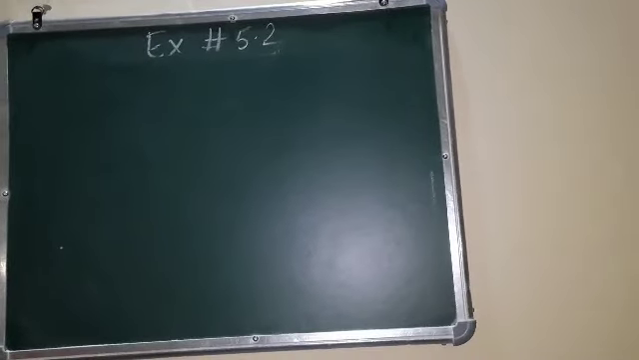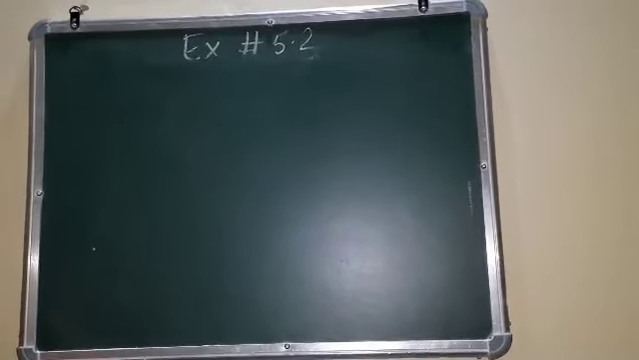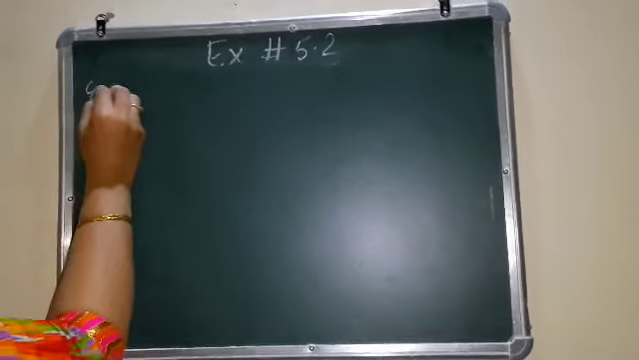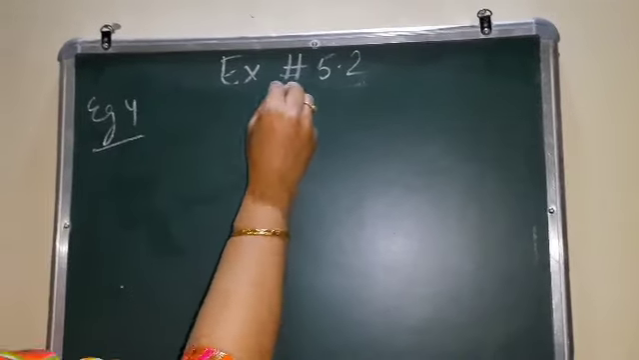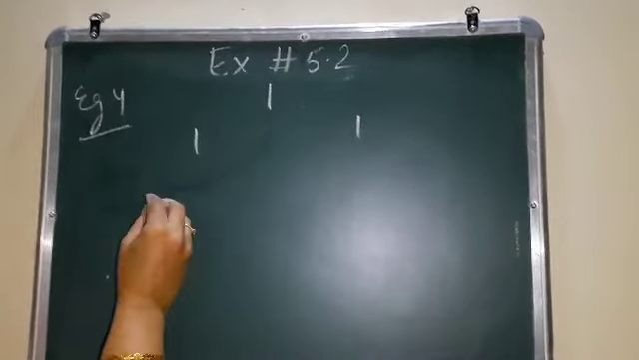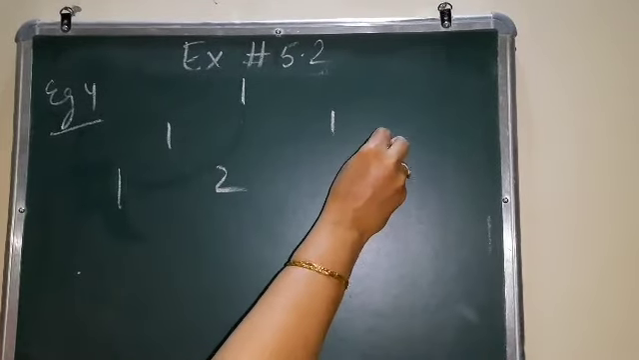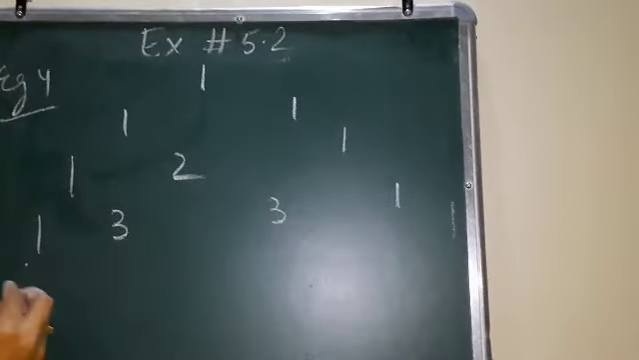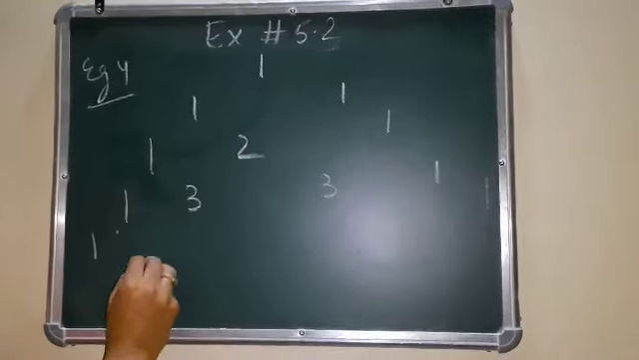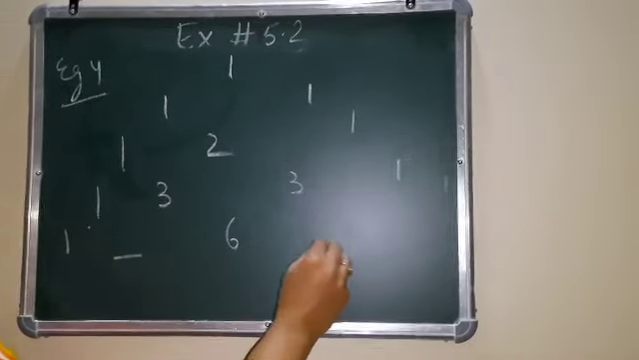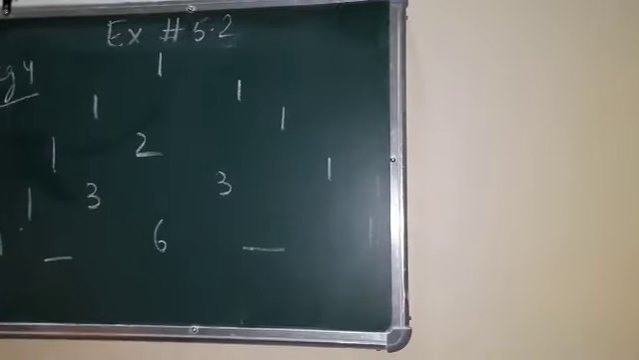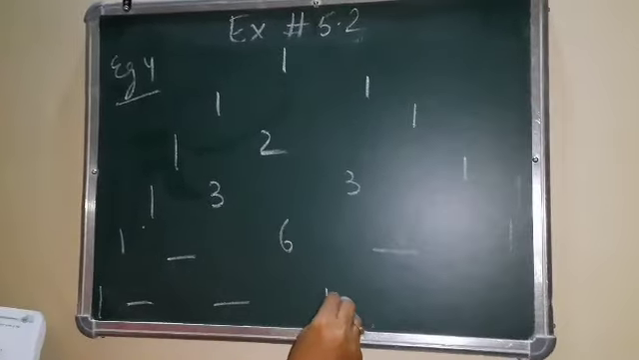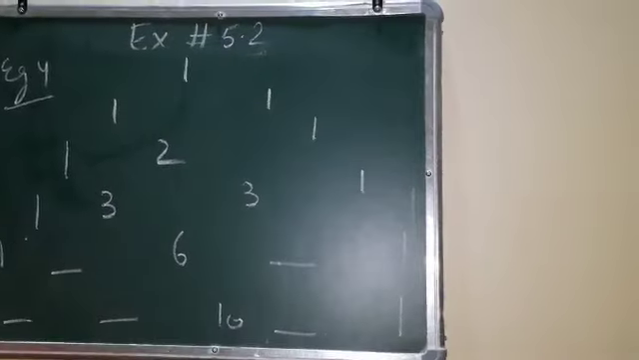Now example number 4, you can see, fill in the blanks to complete number triangle, which is Pascal's triangle. So just this example also I am telling Pascal's triangle. How is it? 1 1 1. Then it is 1 2 and then 1. Then it is 1 3 3 and then 1. Then it is 1. Then this is dash 6. Then this is dash and then 1 again. Then 1 dash. Then 1 more dash. Then it is 10. Then dash and then 1.